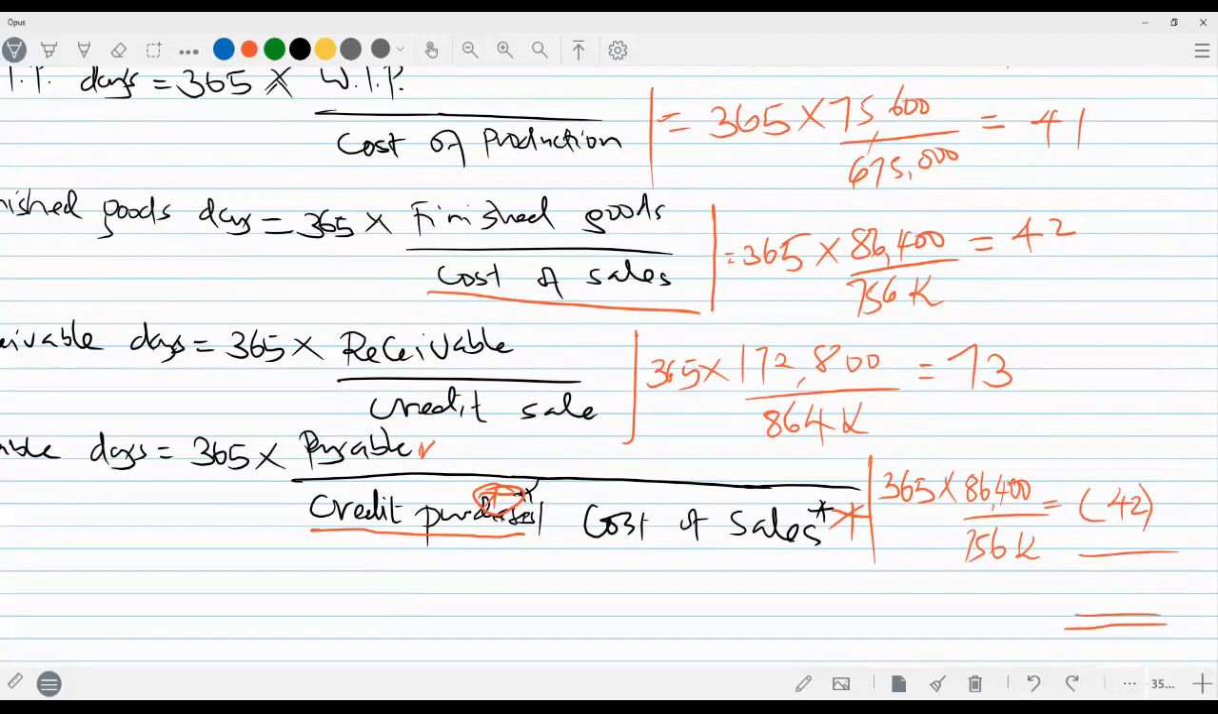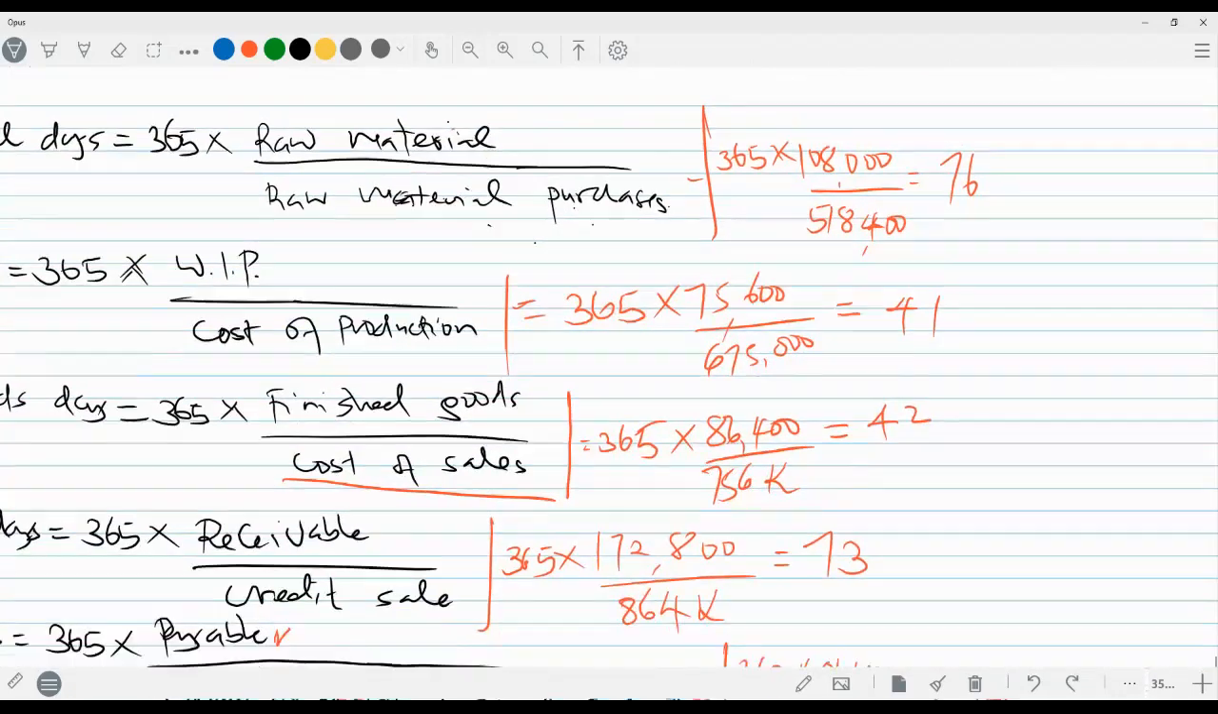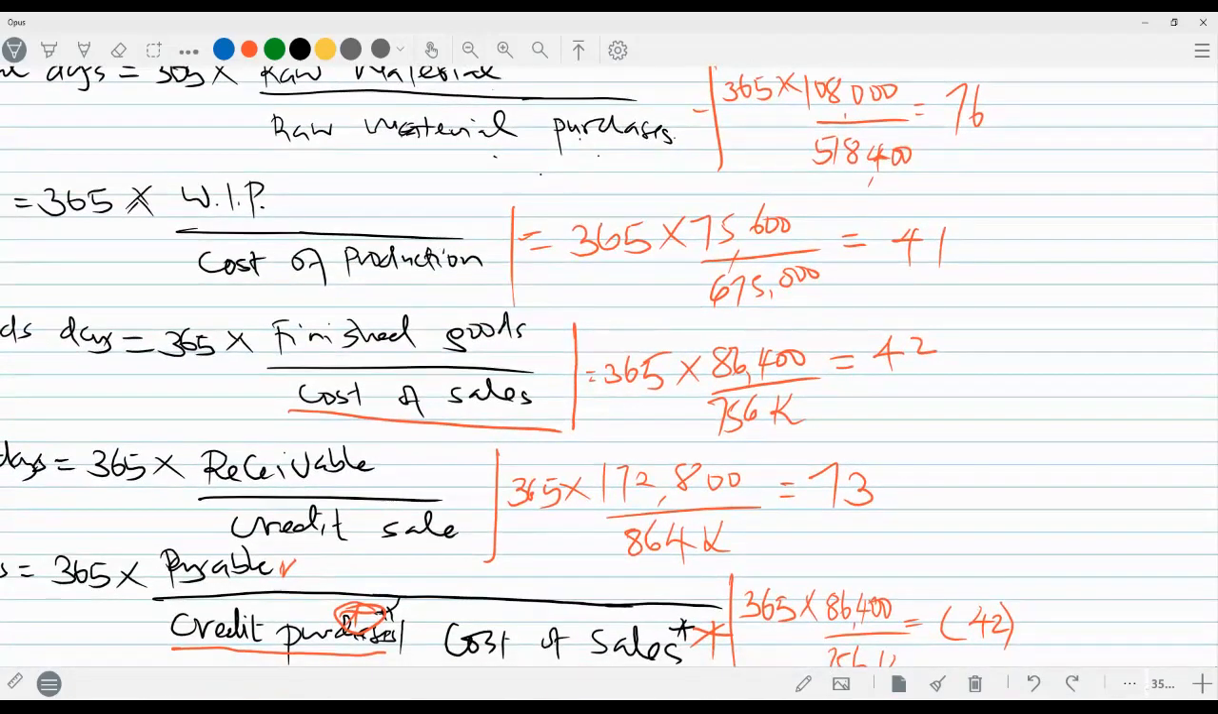Therefore, 26 plus 41 plus 42 plus 13 minus 42 days, and you get how much?